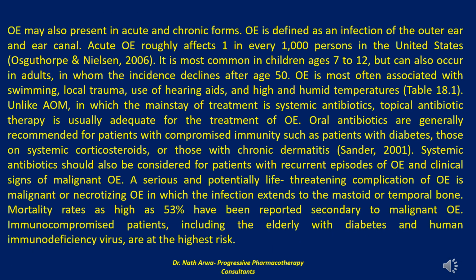Otitis externa may also present in acute and chronic forms. Otitis externa is defined as an infection of the outer ear and ear canal. Acute otitis externa roughly affects 1 in every 1,000 persons in the United States, according to Osgathorpe and Nielsen in 2006. It is most common in children ages 7 to 12, but can also occur in adults, in whom the incidence declines after age 50.